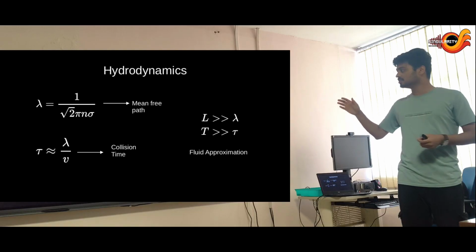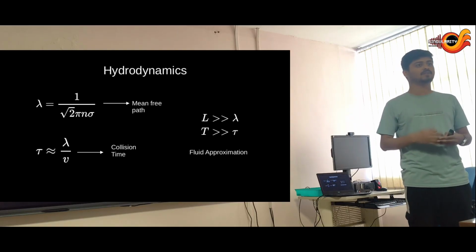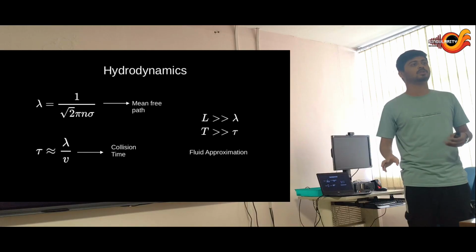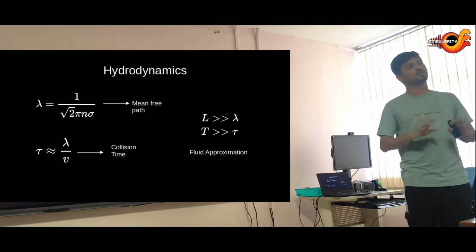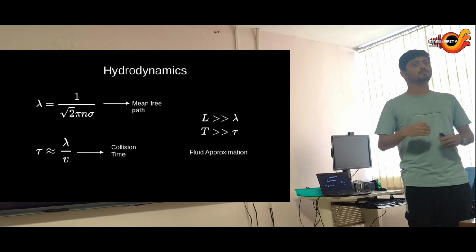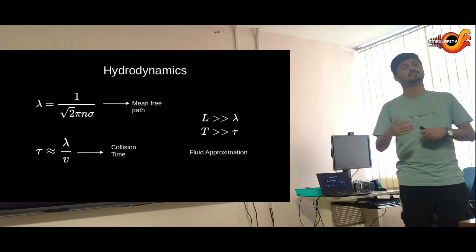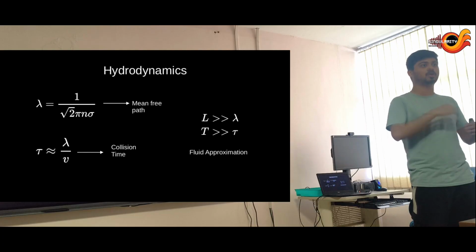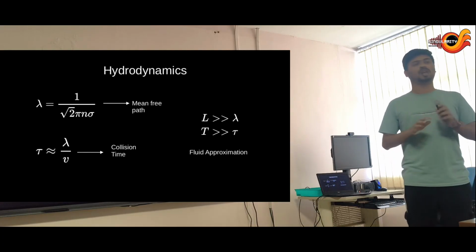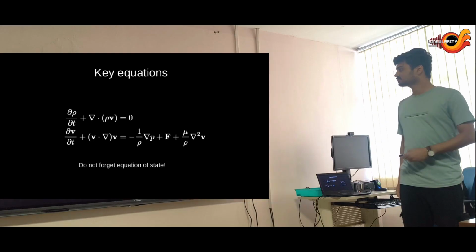So what you want to do is take a length and a time scale much larger than the mean free path and the collision time respectively. That is the fluid approximation. There are more when you come to plasma, since plasma has magnetic fields and you need to consider some more approximations. But for fluid dynamics, this is more than enough.